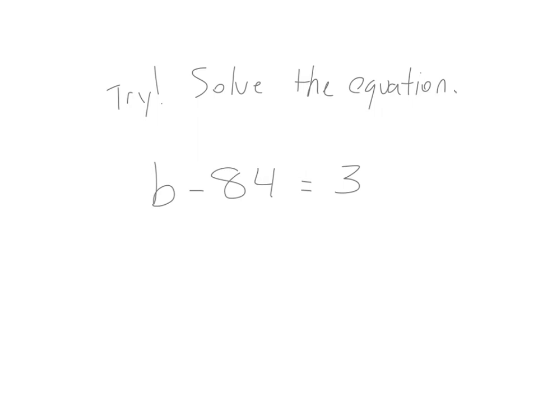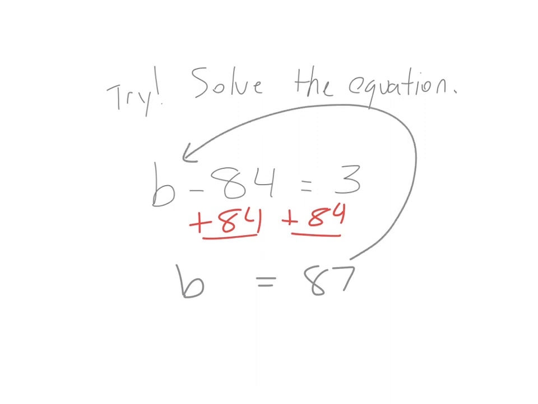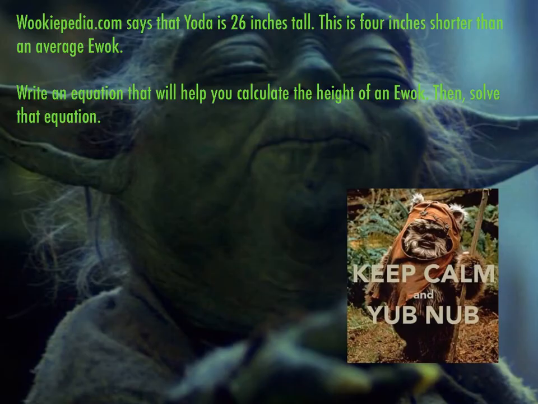Okay, variable by itself? No. Got a minus 84, so we need to do the opposite, which is add 84 to both sides. And we get b equaling, what's 84 plus 3, or 3 plus 84? Easy. 87. Okay, plug that thing back in there. What is 87 minus 84? It's 3, so it brings balance. 87 is our answer.